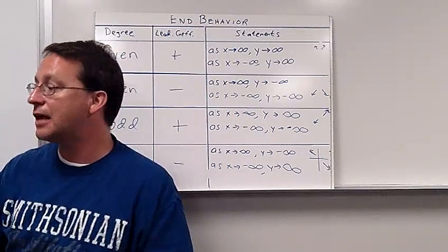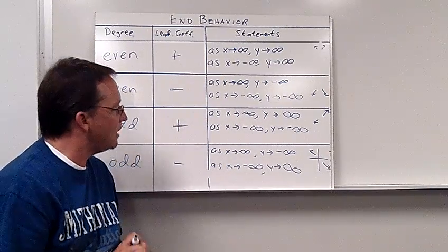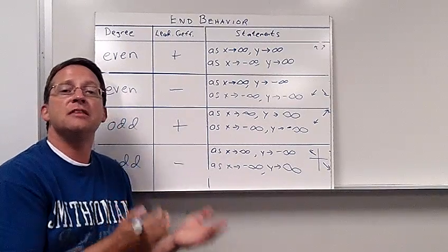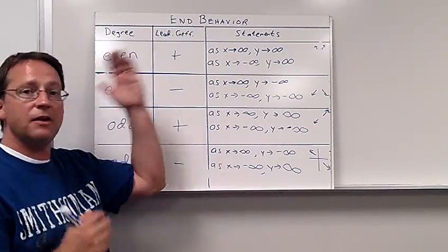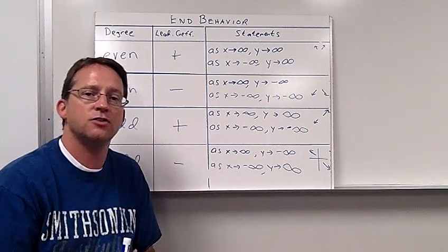So these are all the scenarios that you're going to see with end behaviors. We're going to practice these in class tomorrow. We're going to get to where we don't need this chart anymore. We'll just think about even degrees look like parabolas on the ends, odd degrees look like straight lines on the ends.